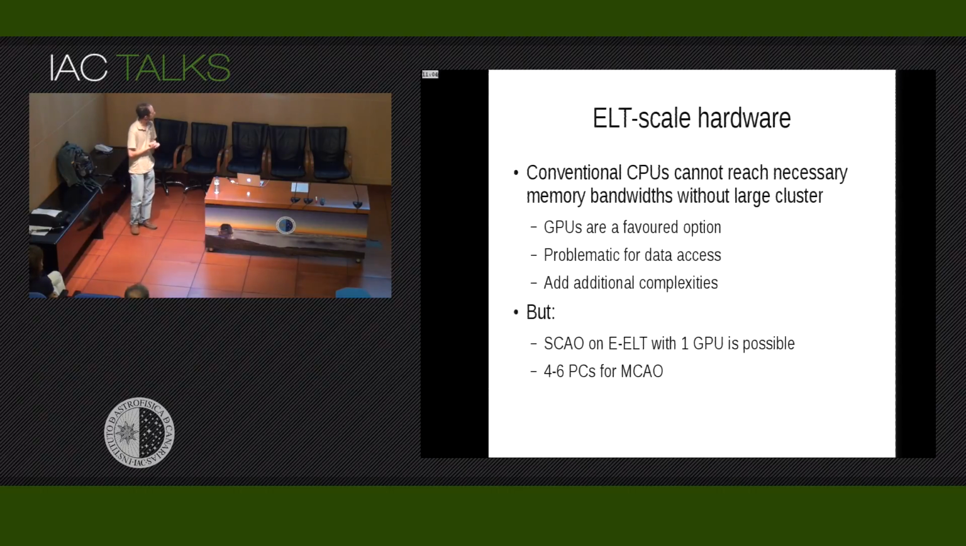But, for example, with DARC, we can demonstrate SCAO, ELT scale with 1 GPU, reaching about 500 Hertz, and that's with real camera data going into the system, being processed, and then DM demands coming out. So for an MCAO system, for the ELT, probably 6 PCs with some GPUs would do the job.